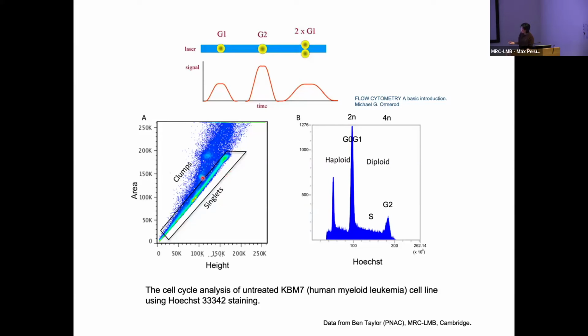So here's a human myeloid leukemia cell line. They have haploids and diploids, and we can see the diploids go through the cell cycle, G0, G1, S, and G2.